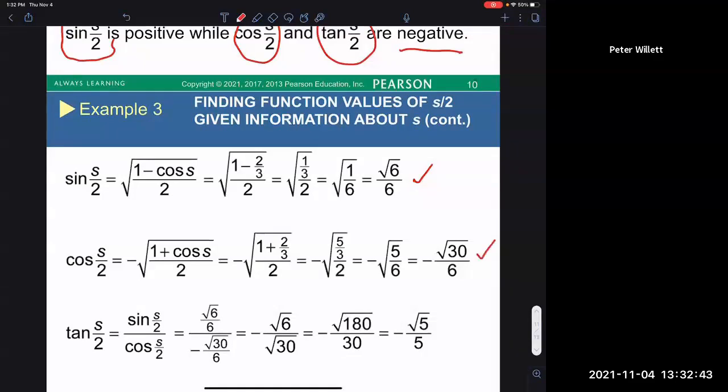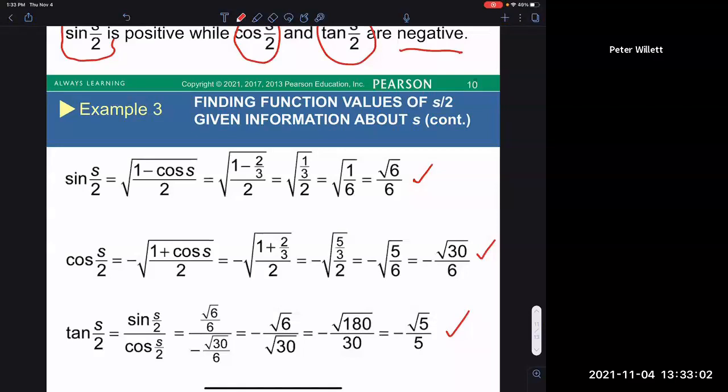And then now that you know sine and cosine, for tangent you don't even need to use a half-angle formula anymore. You can just take sine of half the angle and divide by cosine of half the angle, since we just figured those out, to get tan of half the angle. And that gives you this down here, confirming that it comes out negative as it should.